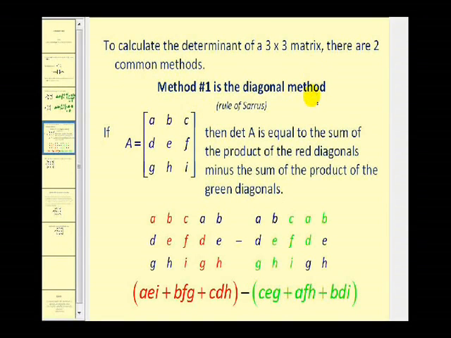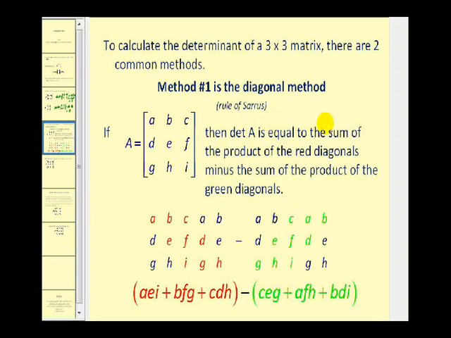Method 1 is called the diagonal method, and this is how it works. We first start by copying the 3 columns of the matrix, and then we add column 1 and column 2 to the end to make a total of 5 columns. So again, the first 3 columns are from the original matrix, and then we recopy column 1 and column 2. Once we have it set up in this fashion, we can calculate the determinant of matrix A as follows.